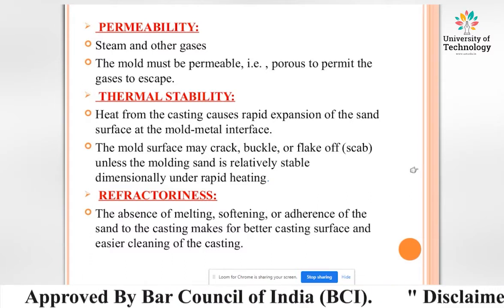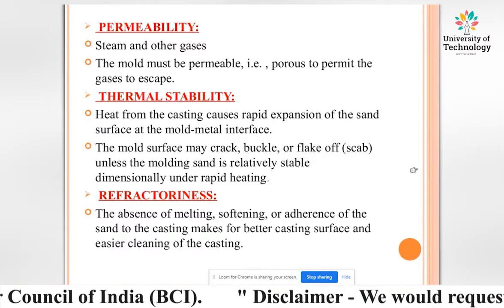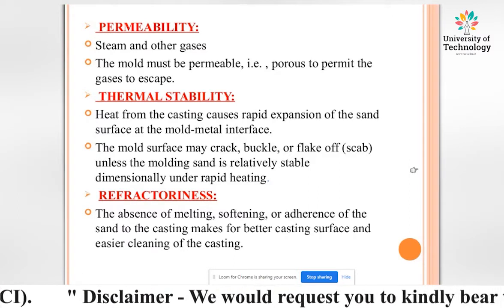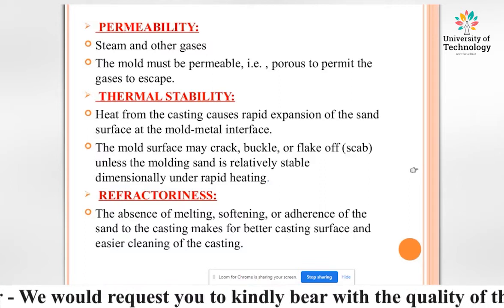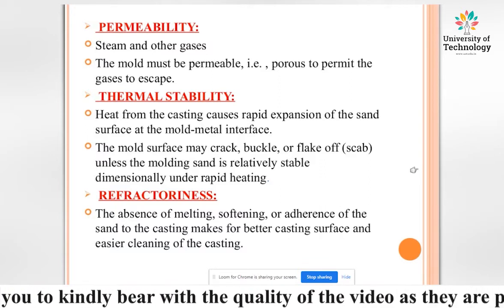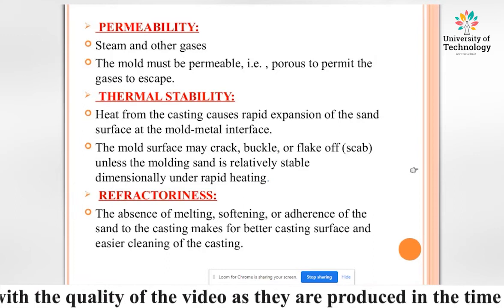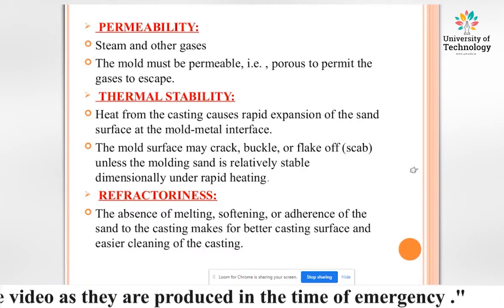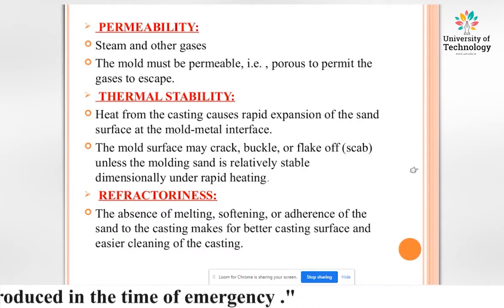Refractoriness. The meaning of refractoriness is that the absence of melting, sintering, or adherence of sand to the casting makes for a better casting surface and easier cleaning of the casting.